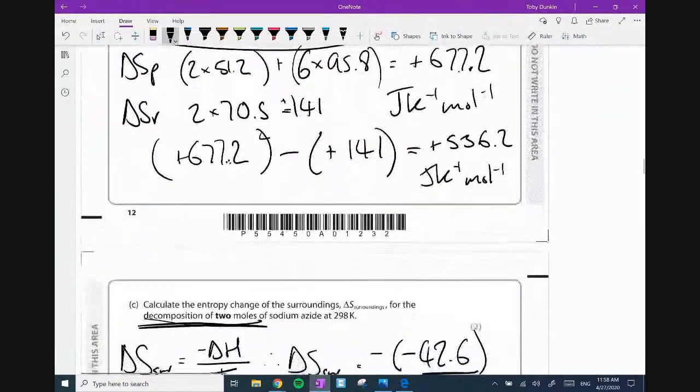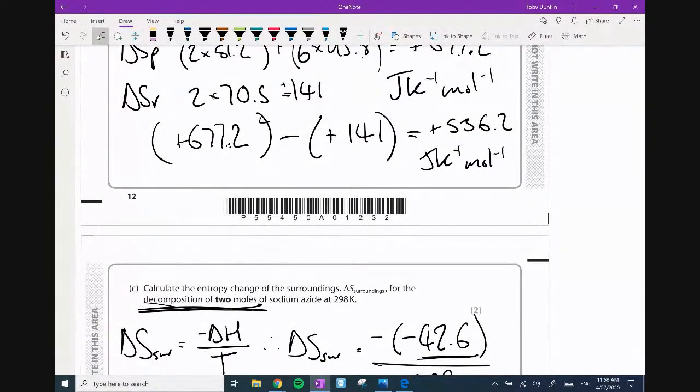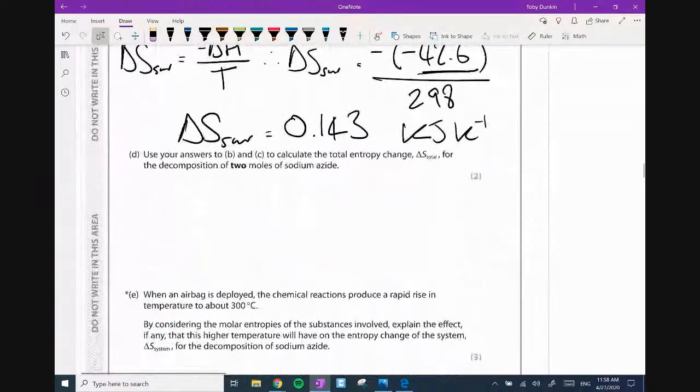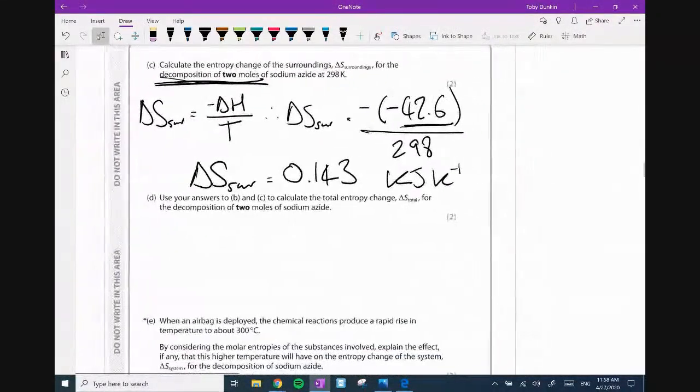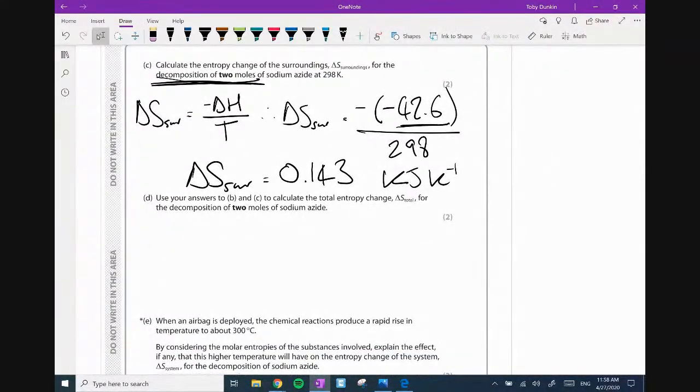Mental note. Good to know. Make an adaptation. Right. Okay. Use your answer to calculate the total entropy change. So delta S total equals delta S system plus delta S surroundings. Yeah, add the numbers in.